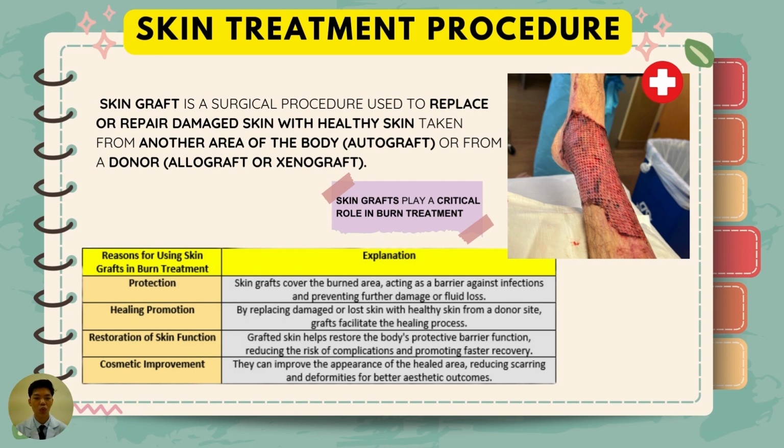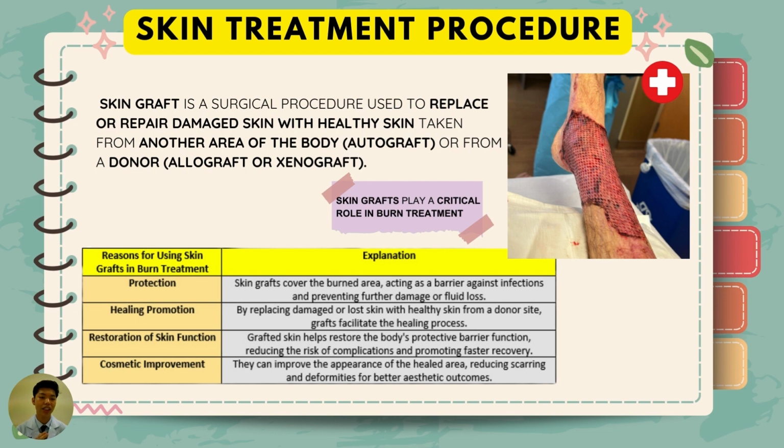So here, I will explain the reason why using the skin graft in the burn treatment. For the first one, skin graft can give protection. Skin graft covers the burn area, acting as a barrier against infection and preventing further damage or fluid loss. Also, skin graft can give healing promotion by replacing the damaged or lost skin with healthy skin from a donor side. Graft facilitates the healing process.